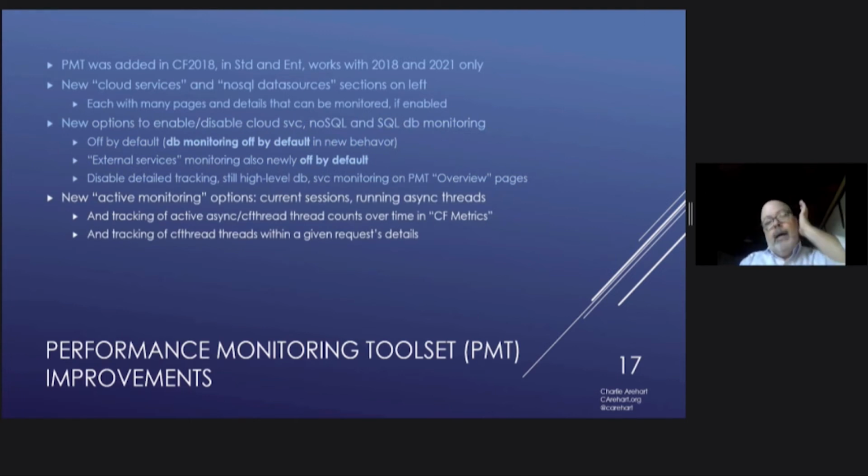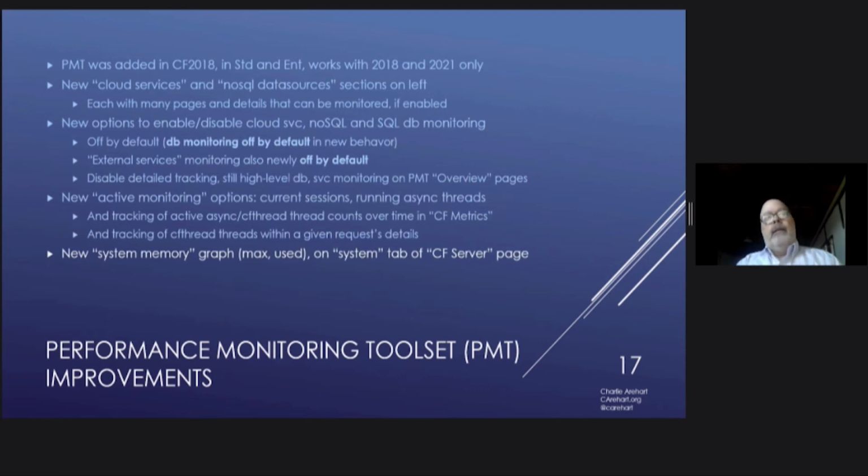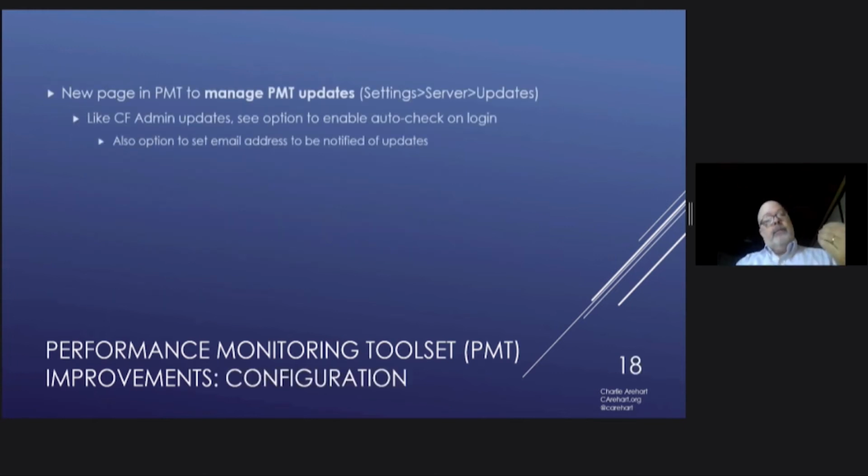There's also now more in active monitoring, so you can track sessions, you can track current sessions, you can track running async threads. Async threads was a new thing in CF 2018, and you can track that stuff if you're interested in it. I'll leave you to read more about that. And there's more tracking of system memory in the CF Server System tab. And then there's a bunch of configuration enhancements in the PMT.